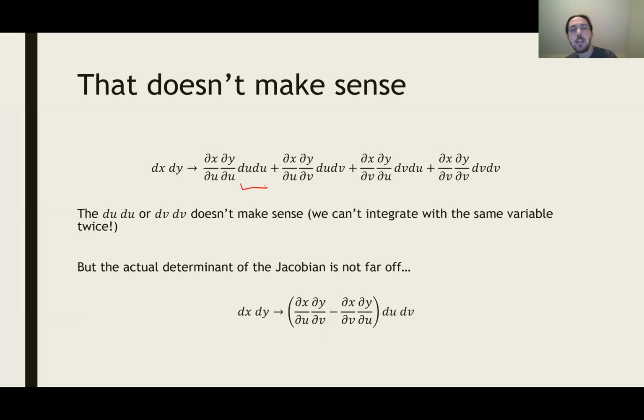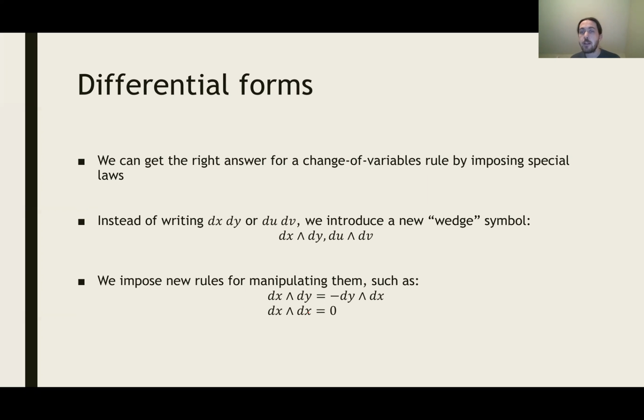So for one thing, we've got du du and dv dv here. Those don't make any sense on the face of it because we can't integrate with respect to u twice. Once we integrate with respect to u, the variable u is gone, and we're supposed to be integrating with respect to the other variable. And when we do the actual change of variables formula, we use the determinant of the Jacobian. And if you work that out, it looks like this. This part looks okay, where we've got these two partial derivatives. This part looks okay, except for it's got a sign error. There should be a negative, and there's not. There's a positive. But we can fix that by imposing new rules for this type of change of variables formula.